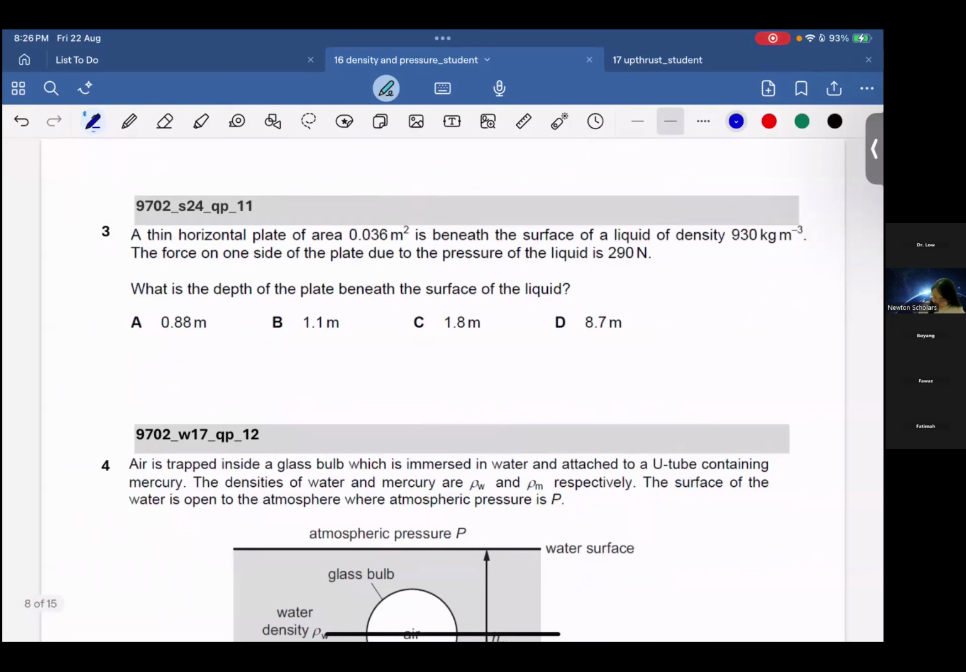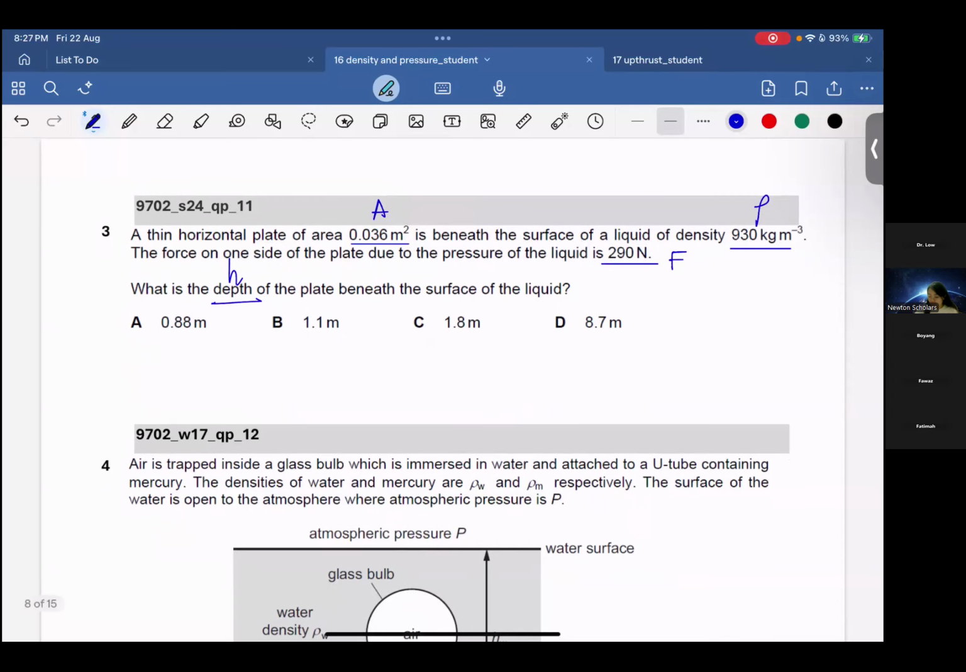Okay, here they give you area. So we find area. Then density, we label all the symbols. Then pressure, oh, this is force, F. Okay, what is the depth? That means H. So here you find that they give you the force, area, density, and want you to find the H. Basically here they involve two formulas.